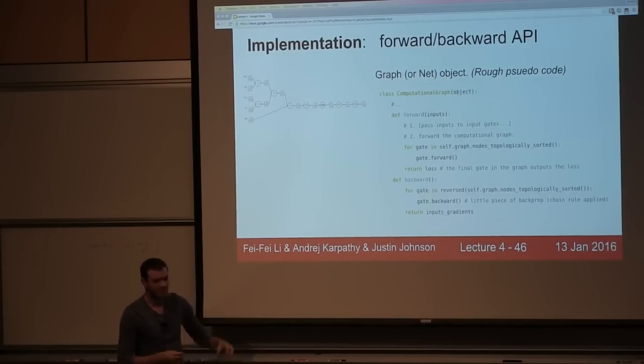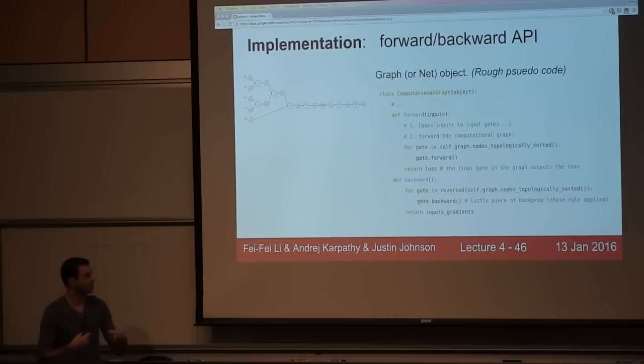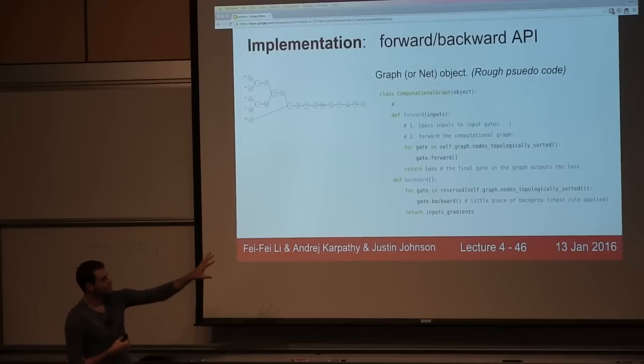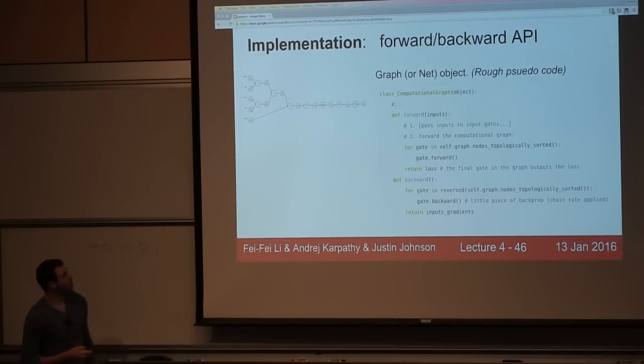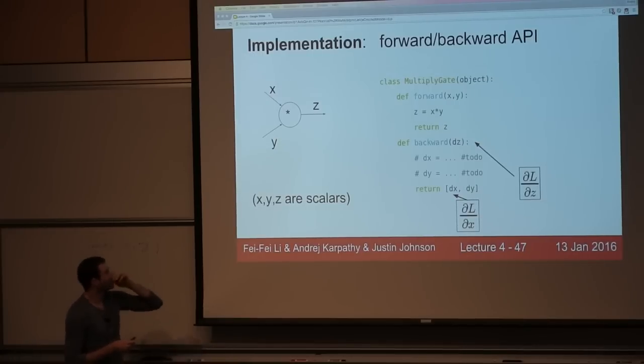So really, a net object is a very thin wrapper around all these gates, or as we'll see, they're called layers. Layers or gates, I'm going to use those interchangeably. And they're just very thin wrappers around the connectivity structure of these gates and calling a forward and a backward function on them. And then let's look at a specific example of one of the gates and how this might be implemented. And this is not just pseudocode, this is actually more like a correct implementation in some sense, like this might run at the end.